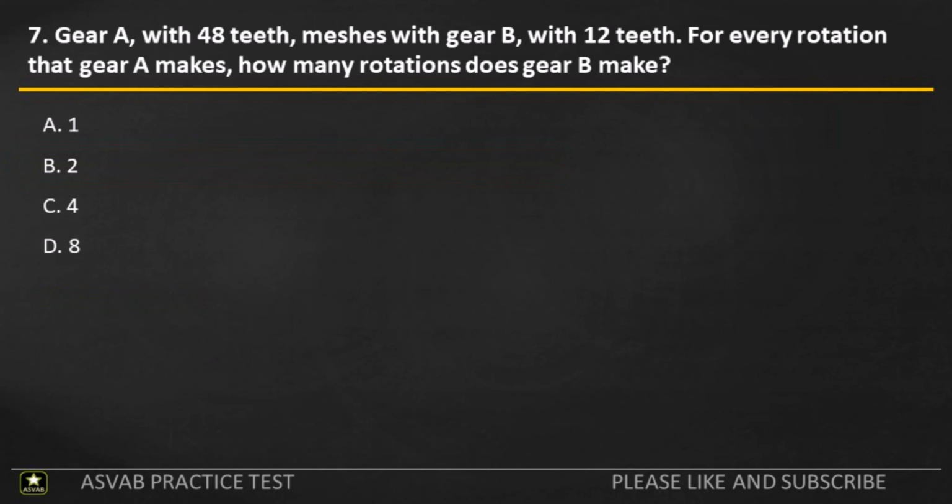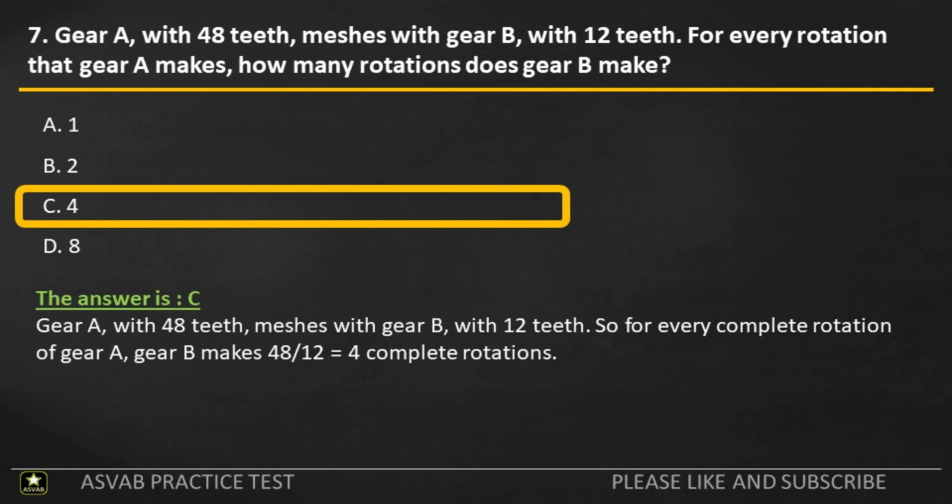7. Gear A, with 48 teeth, meshes with gear B, with 12 teeth. For every rotation that gear A makes, how many rotations does gear B make? A. 1. B. 2. C. 4. D. 8. The answer is C. Gear A, with 48 teeth, meshes with gear B, with 12 teeth. So for every complete rotation of gear A, gear B makes 48/12 equals 4 complete rotations.